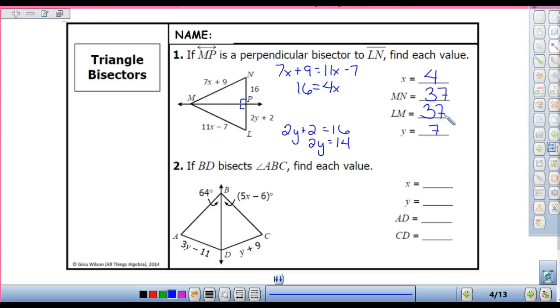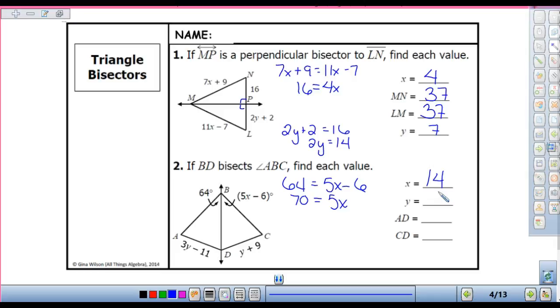Right? Alright. BD bisects ABC. That makes it a what kind of bisector? Angle bisector. Good, because it's bisecting an angle. So these two angles are congruent. So 64 equals 5x minus 6. 5x equals 70. X is 14.